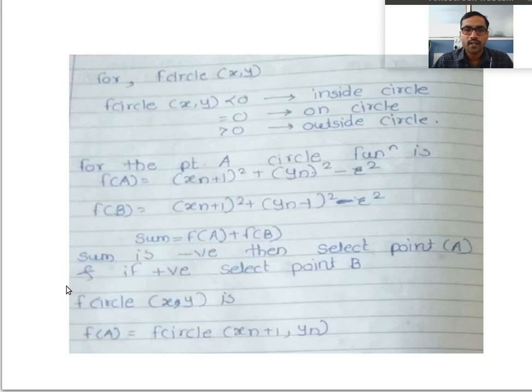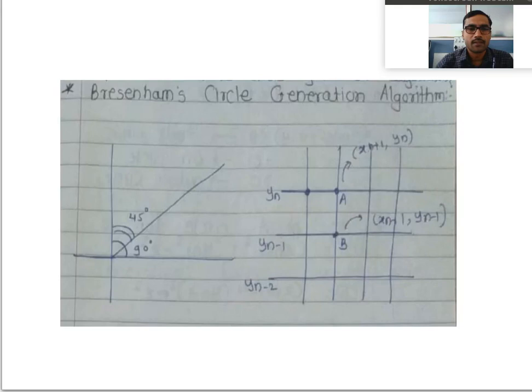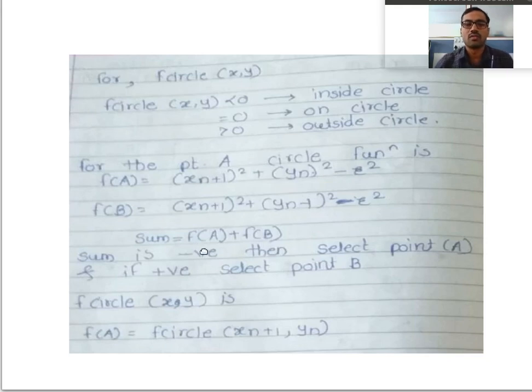For the point A, circle function is given as function of A, as we have seen here. See this, point A has the coordinates xn plus 1 comma yn. So its function of circle, that is for this point, will become xn plus 1 square plus yn square minus r square. And for B also we can define that particular circle function. For function of B, it is xn plus 1 square plus yn minus 1 square minus r square.